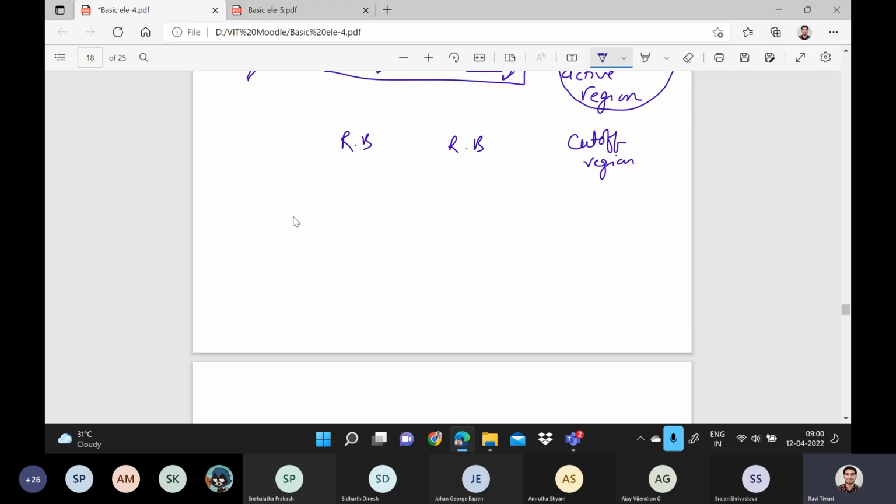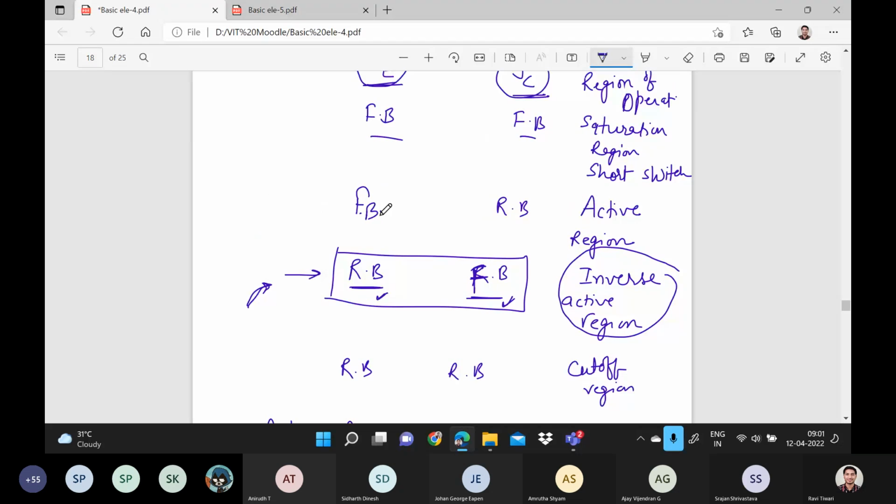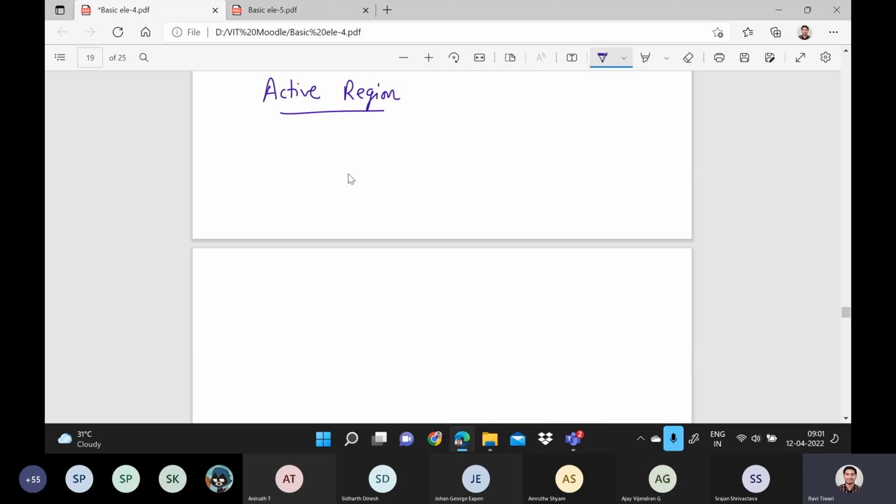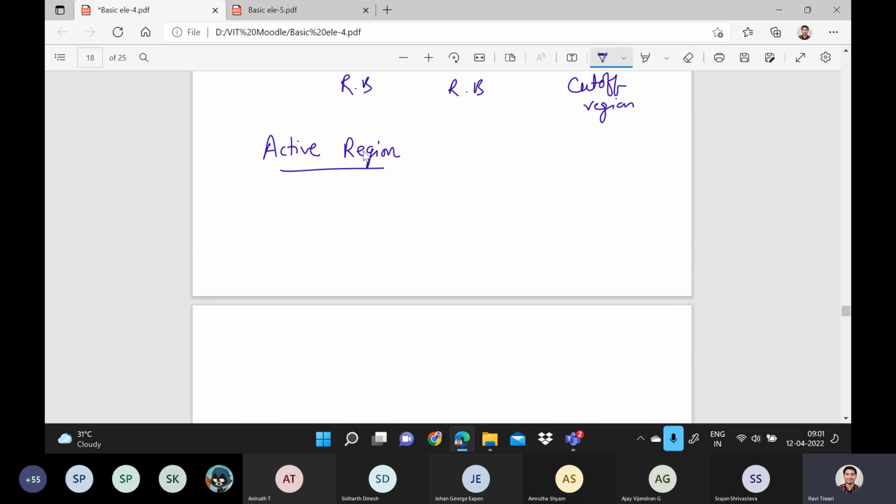Now you start with the linear region or active region. Can you please scroll up for a second? Okay. Fine. Thank you. So the first region is the active region.